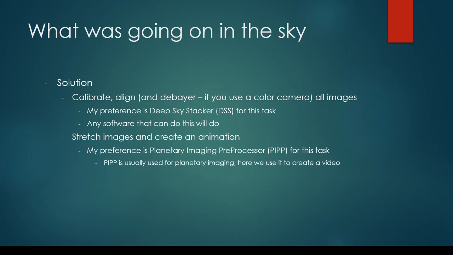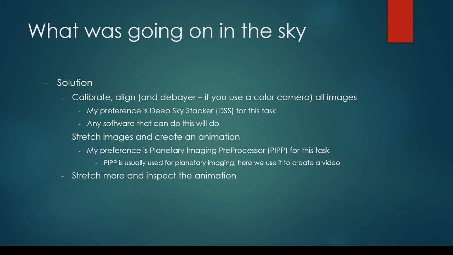My preference for that is to use PIPP, the Planetary Image Preprocessor. Normally PIPP is used for planetary imaging, but in this case we want actually from all these images to automatically stretch them a little bit and produce a video, and PIPP is just great to do this. And the final step, we have the video. We want a nice video player software that can do some processing on the fly and can easily navigate back and forth to see the video, as we said, in its full resolution.